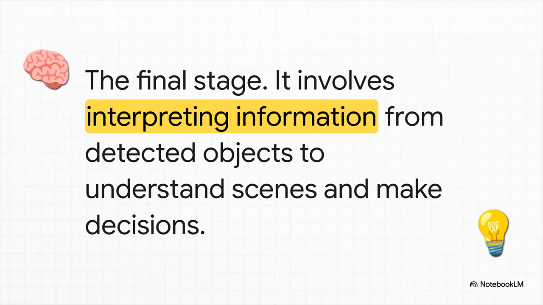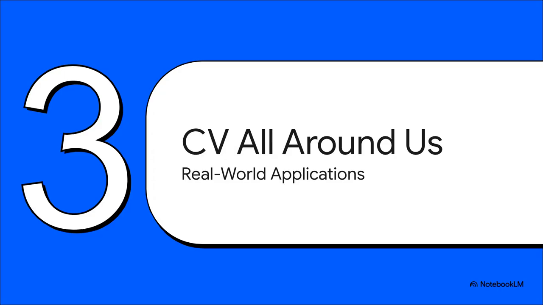And that brings us to the final stage, high-level processing. This is where everything we've done so far comes together. The system takes the objects it found and identified, and it tries to understand the whole scene. From there, it can finally make a decision, or a recommendation, or just take an action. This is basically the brain of the operation. So that's the 5-step process.